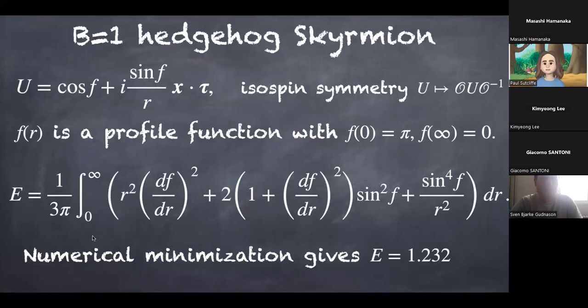So you can take this hedgehog form and stick it into the energy expression that I had previously. And that will then give you an energy expression for what this profile function is. So it's now a one-dimensional problem. You have to find this profile function, f of r, that minimizes this energy, subject to the boundary conditions that it goes from pi to 0.